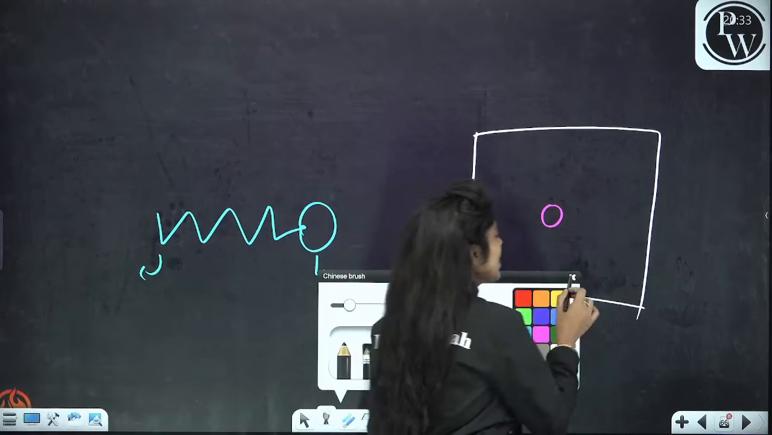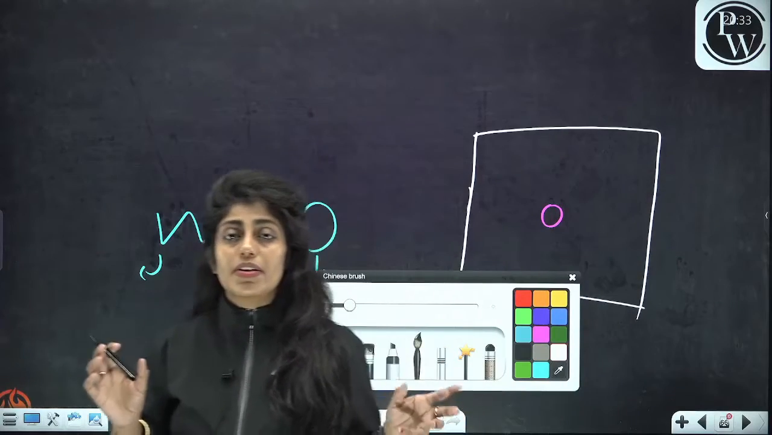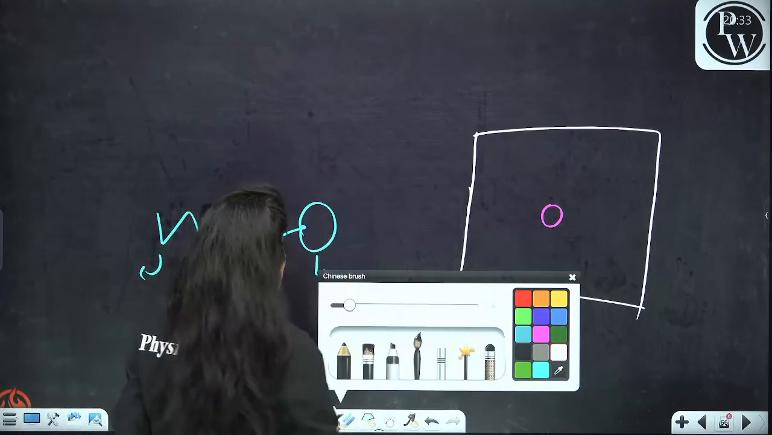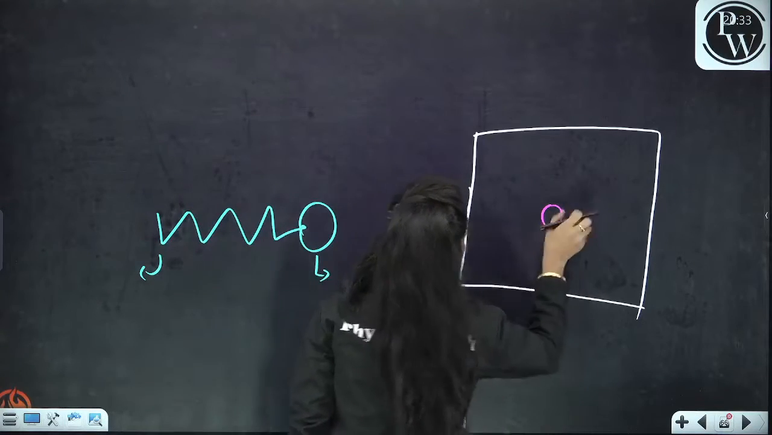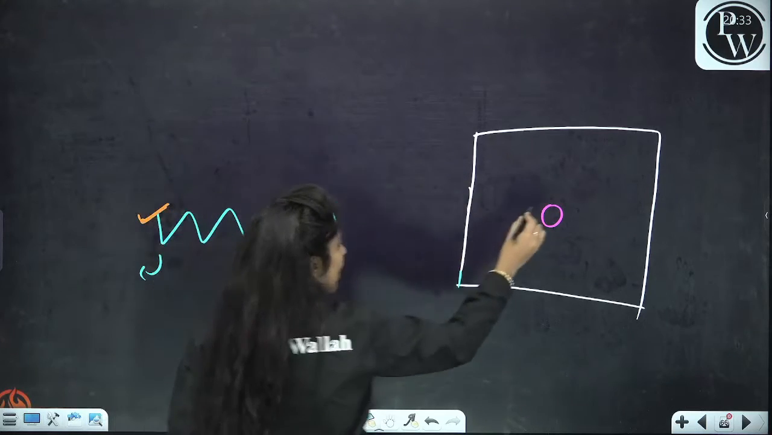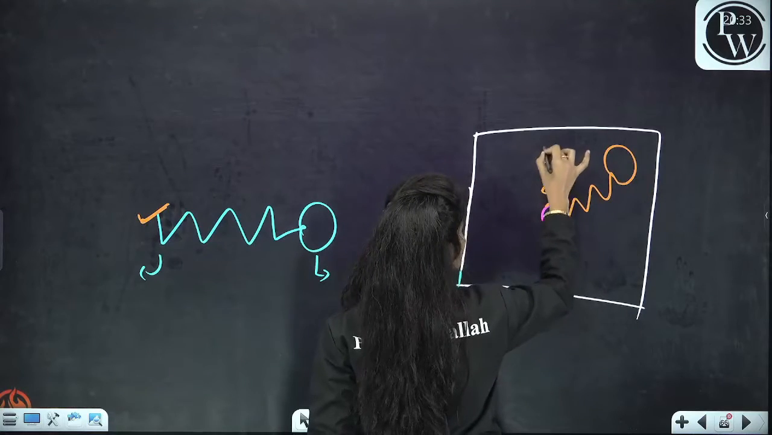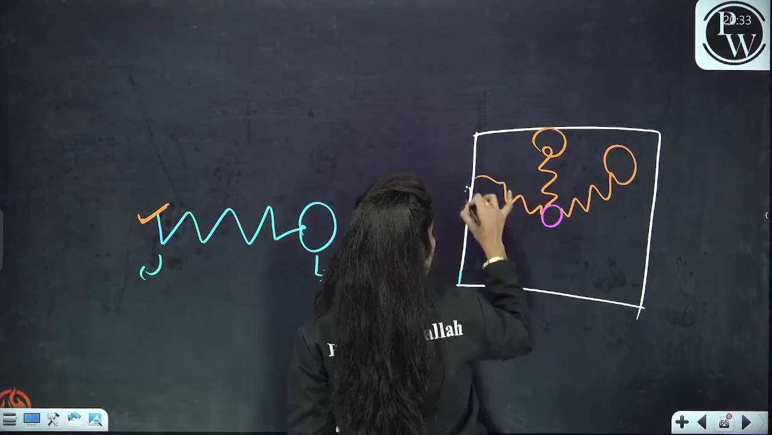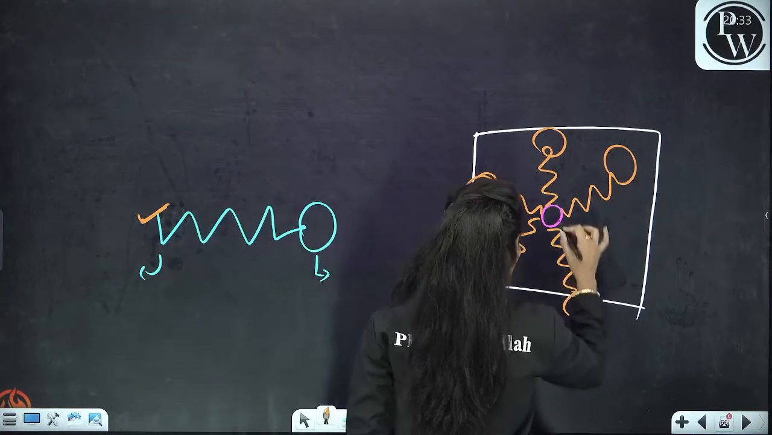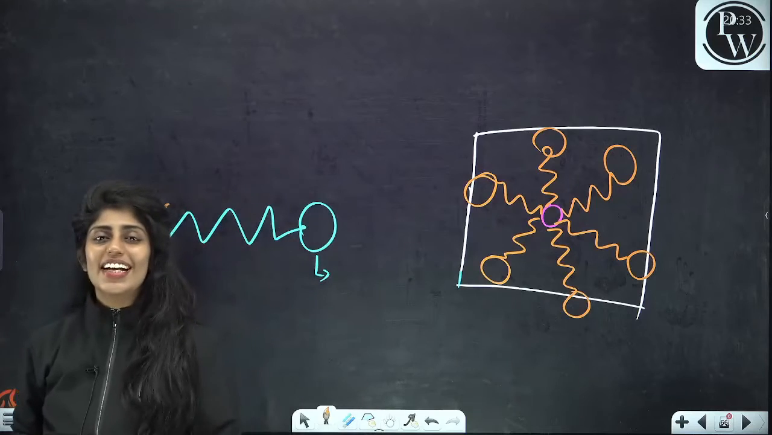So in this case, we get the majority, brotherhood. This will attract the ones like it only. So what will happen? This part, I can show it like this. So they are forming a cluster and we call this cluster a micelle. Then this is your micelle.